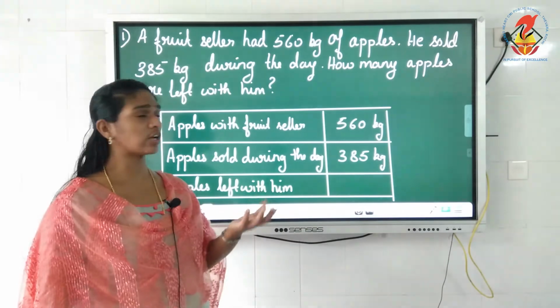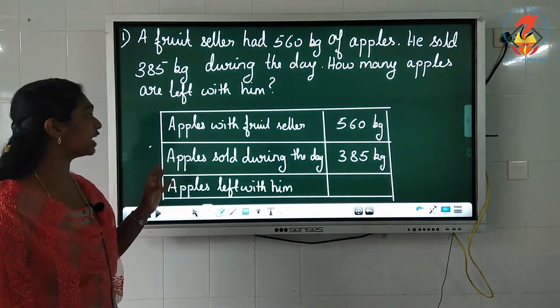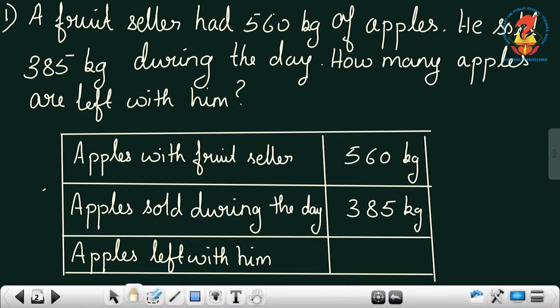How many means you have to find out the weight. Okay, they are given to you in weights, so the answer should be in weights. So first statement, apples with fruit seller. How much apple, quantity of apple that the fruit seller had? 560 kilogram. Then apples sold during the day. How much? 385 kilogram.